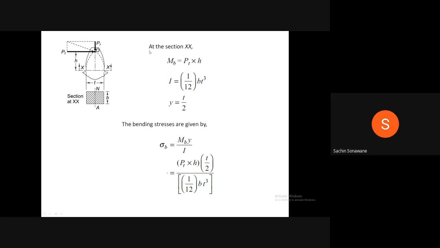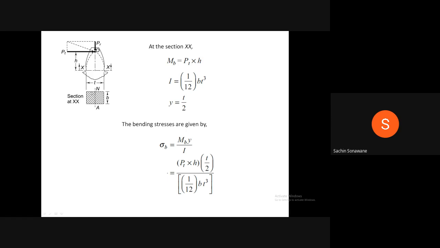At the section XX, bending moment MB is equal to PT into H. See that this is the section XX. At the section XX, we have to take the moment. Moment, you know, is nothing but force into perpendicular distance. Force is PT and perpendicular distance is H. Therefore, MB is equal to PT into H.